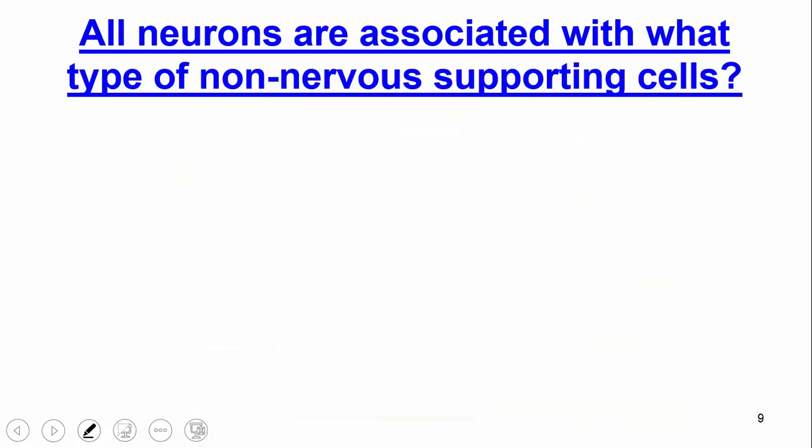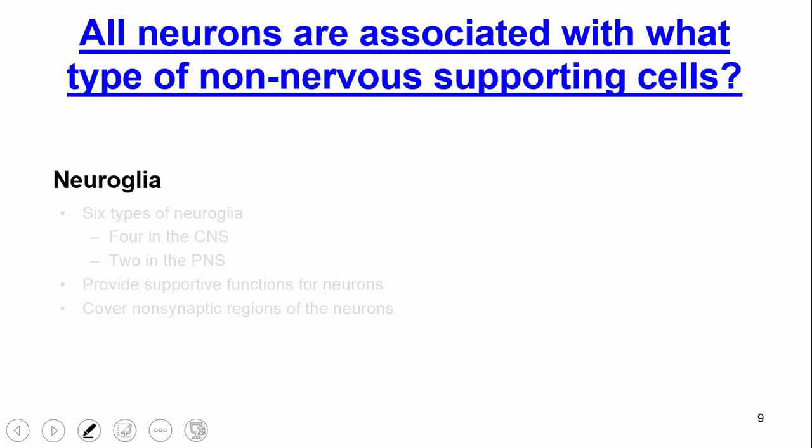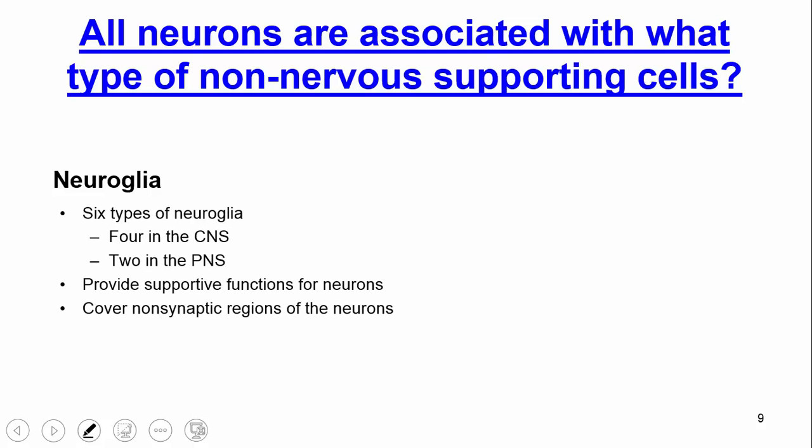Okay, so all neurons are associated with what type of non-nervous supporting cells? What are they called? Well, I mentioned before they're called neuroglia, right? There's 6 types of neuroglia that you want to know. 4 of them are in the central nervous system, 2 are in the peripheral nervous system, and they provide support functions for the different neurons. And we're going to talk about this in the next 2 slides. You want to make sure you know these support functions, at least be able to name a couple things about them. They cover non-synaptic regions of the neurons. So the neurons are not just interacting with solutions surrounding them, but really they're interacting with these support cells.